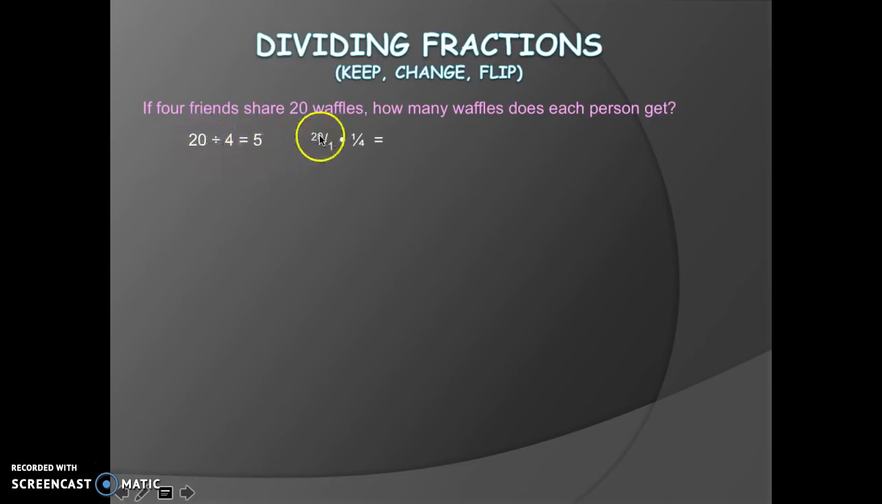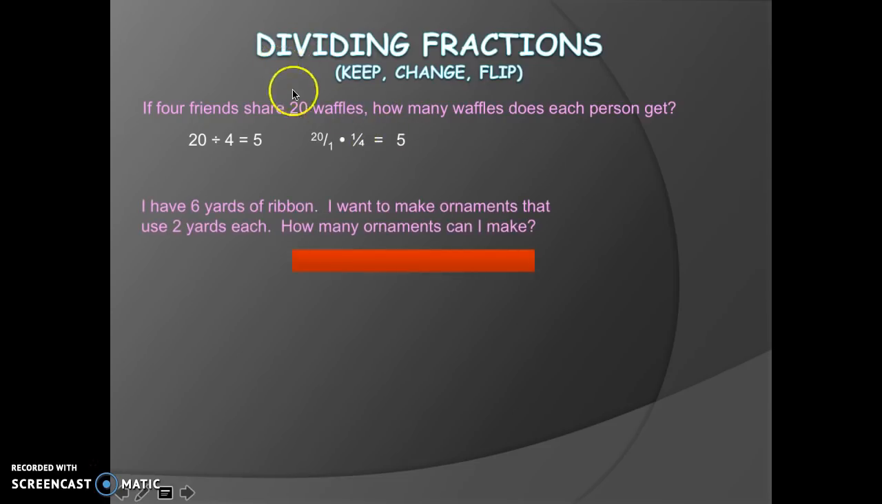So keep, change, flip. 4 over 1 would be 1/4. Multiply across the top, multiply across the bottom, and you would still get 20/4. 20 divided by 4, which is 5. Now, technically, you don't have to keep, change, flip because you already know 20 divided by 4 is 5.